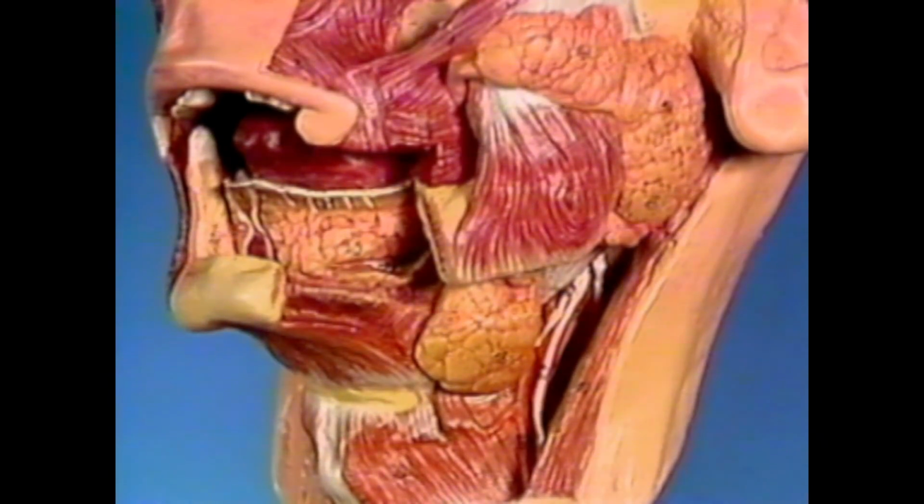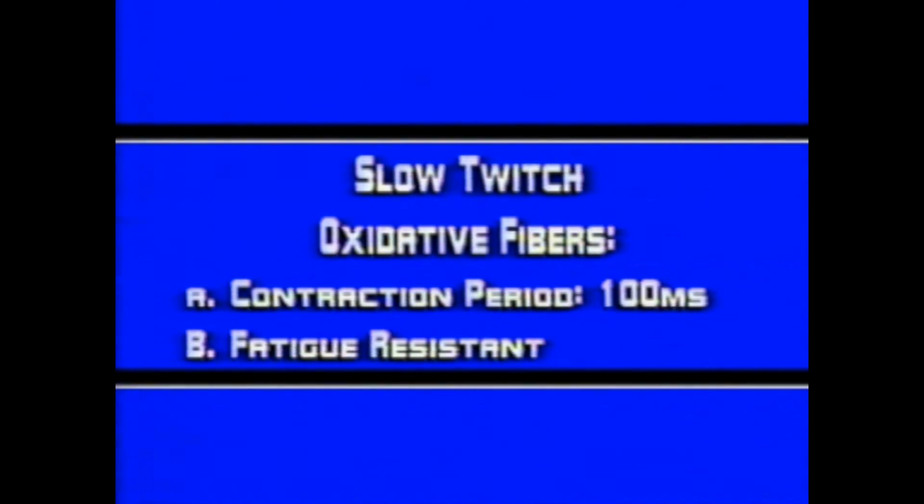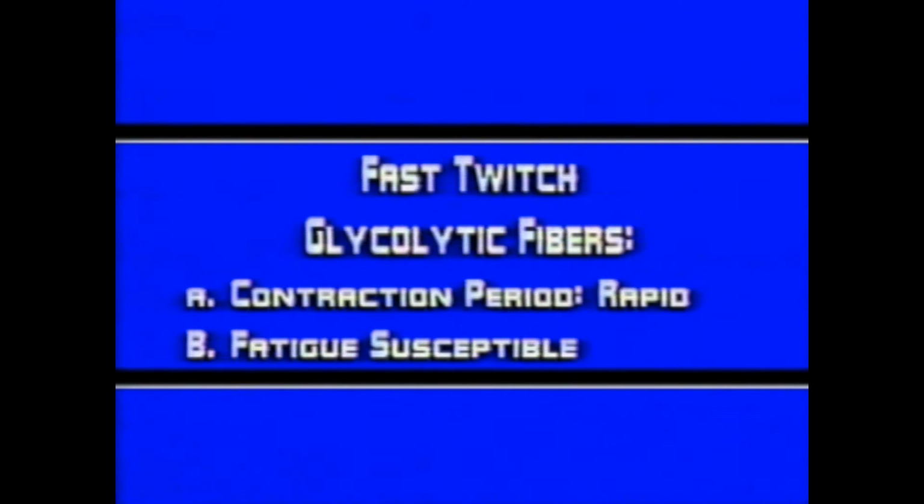Masticatory muscles in humans are composed of 3 muscle fiber types. The slow twitch oxidative fibers have a contraction period of 100 milliseconds and are fatigue resistant. The intermediate oxidative fibers have a contraction period of 50 milliseconds and are fatigue resistant. The fast twitch fibers have a rapid contraction period but are fatigue susceptible.